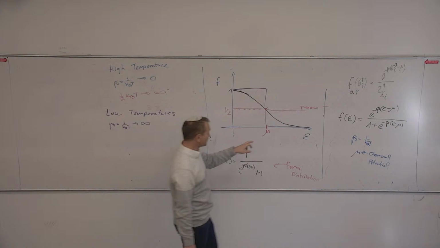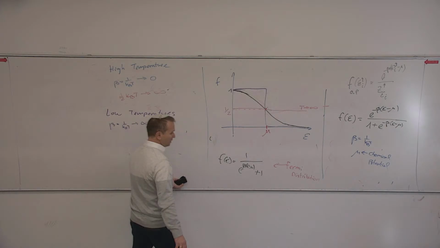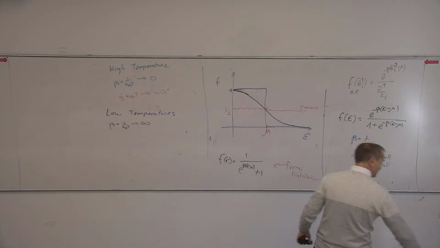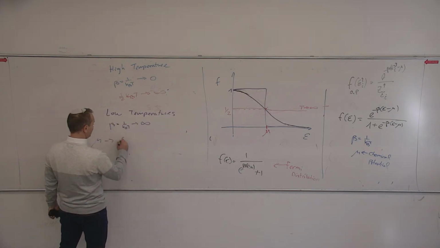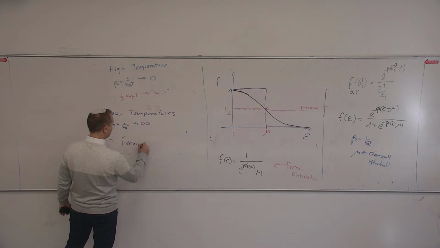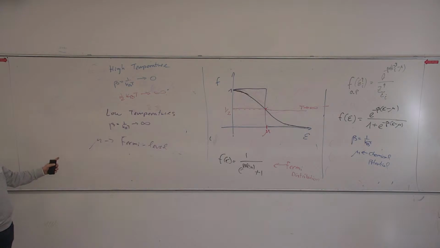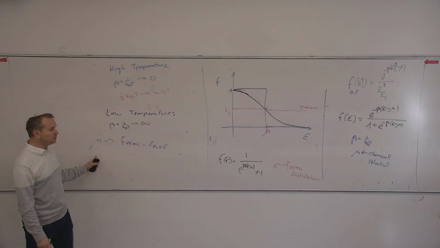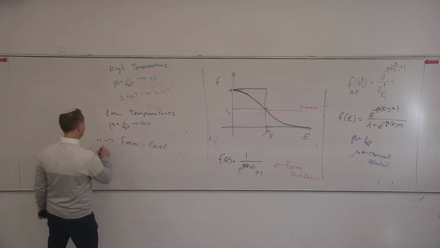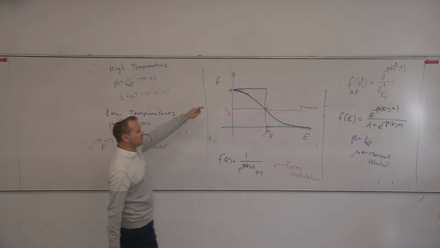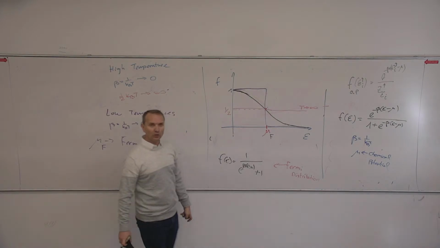Okay? This mu, in the limit of these low temperatures, has a specific name. It's called the Fermi level. And what we know is that all the states, all the energies below the mu Fermi are occupied because the occupation probability is 1, and all the states that are above mu Fermi are unoccupied.